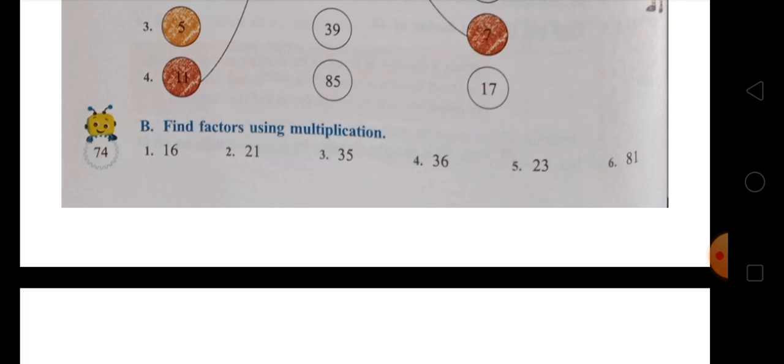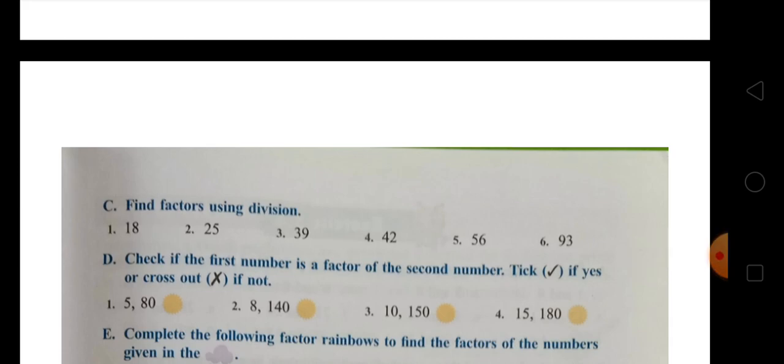Okay. Now next, find factors using division. You have to find factors using division. There is number 18. Question C, find factors using division. There is number 18. We have to find the factors of 18.